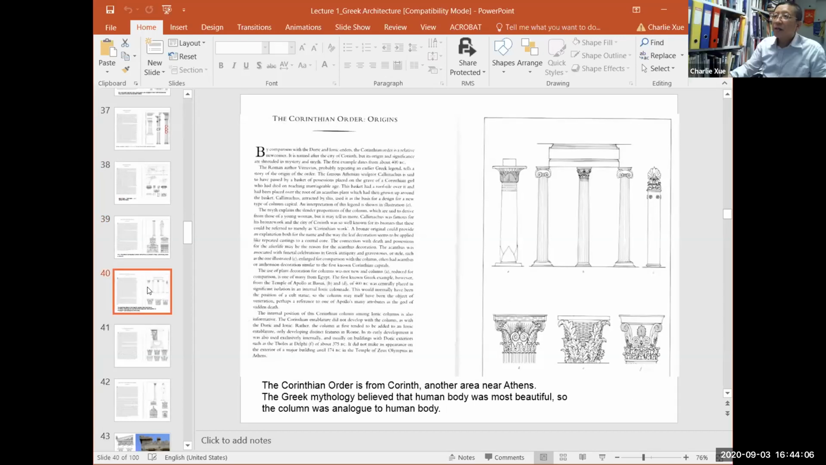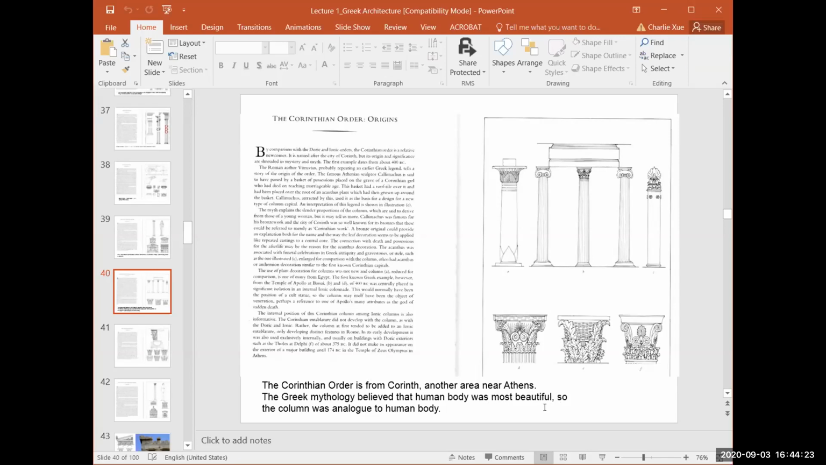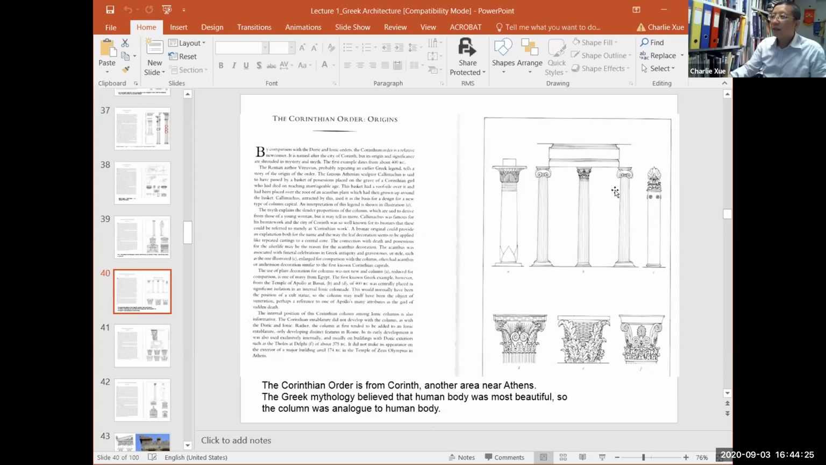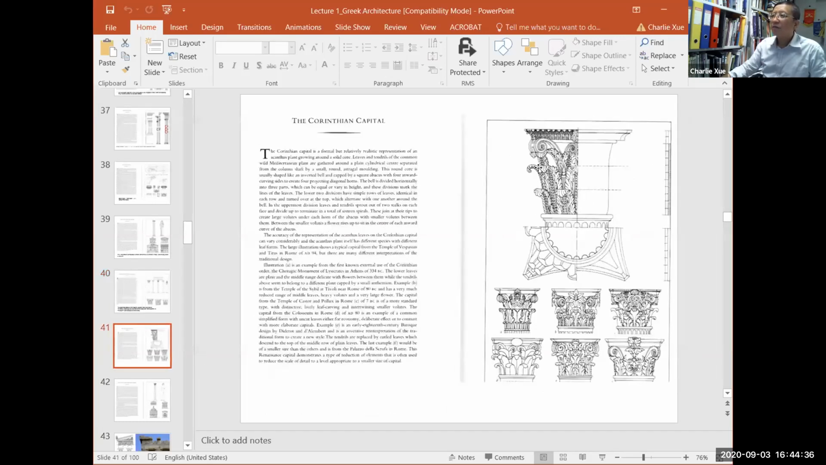And the Corinthian order. Corinthian order is later because the change of the capital is more beautiful. Corinth, near Athens. The column was analogous to the human body. But Corinthian has many leaves and flowers, even flower decorations. We can see here, very beautiful.